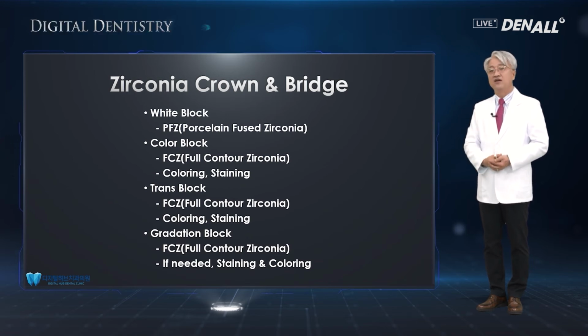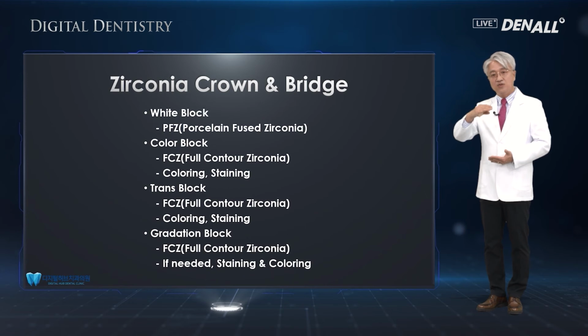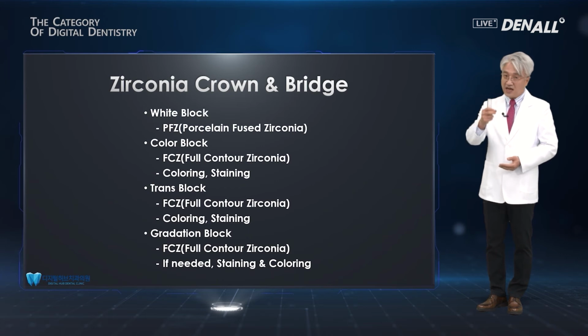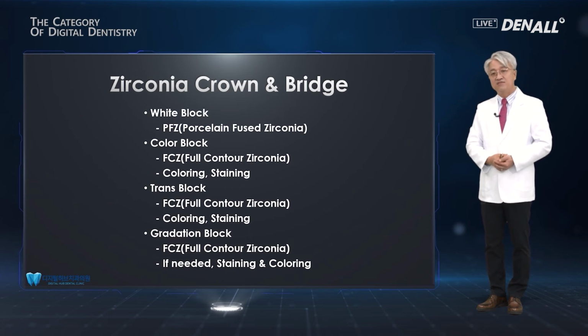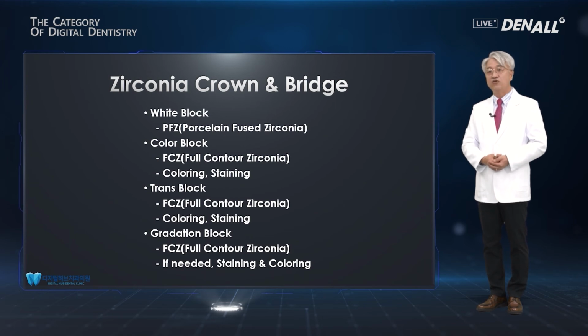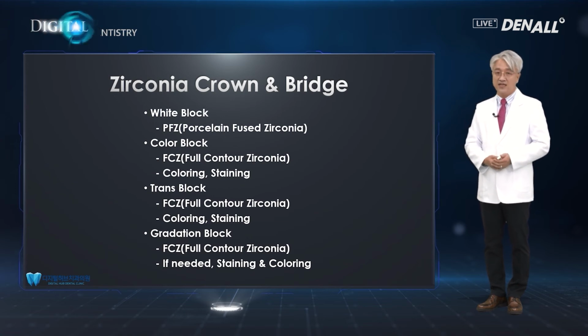Having those properties, you now have a gradation block from the cervical to the incisor. There's a gradation, so it's very close to your natural teeth, and if needed, staining and coloring can be done. But I think when I use this type of block, you don't need much staining or coloring. It has very close aesthetics to all-ceramics.